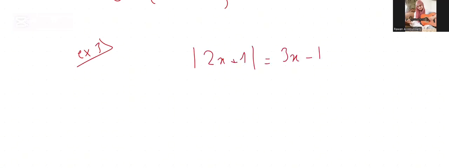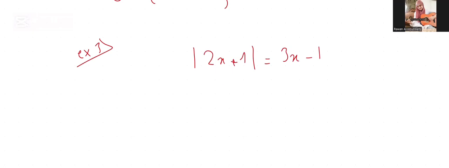Now let's take another example. Example number 3. Here I want to show you the importance of doing an answer check, because there are values that will be rejected. Supposedly we have the absolute value of 2x plus 1 equal to 3x minus 1. So now, in order to remove the absolute value, I need to take it once positive and once negative.